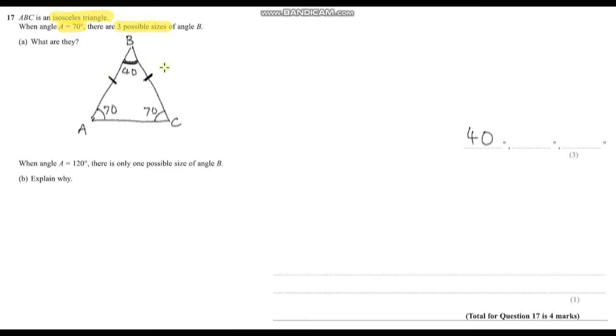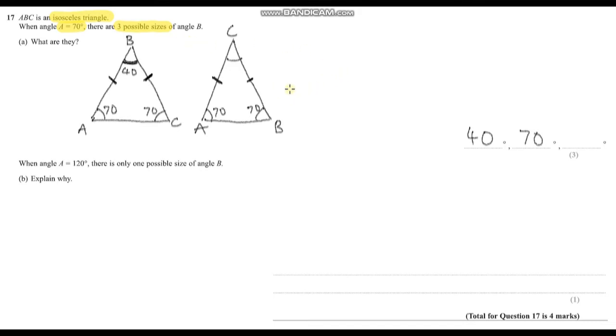Now that's not the only combination. I could have, if I draw our triangle again, this time, let's say that this was B. So ABC like this. So again, A is 70 degrees. And if I just put our lines in again, we know that these two are equal. So in this case, B is 70 degrees. We don't even need to work out what C is. Well, we know C is 40, but the main thing is that B is 70 degrees. Now, there is one more possible size of angle B.